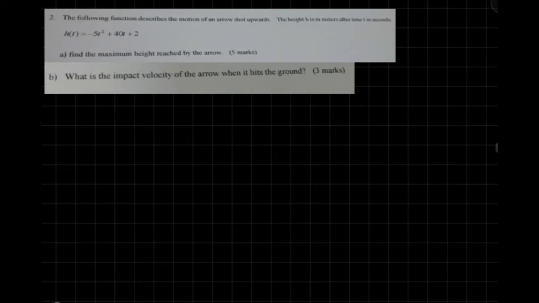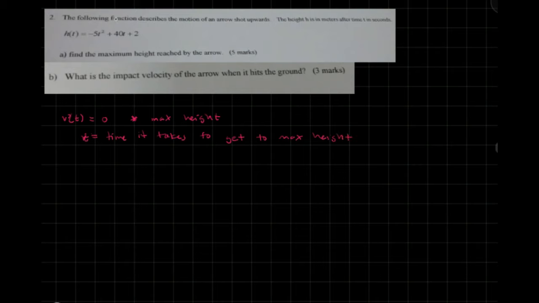Okay, so to find the maximum height of the arrow, what we want to do is find when the velocity of the arrow hits 0, because that is when we have a maximum height. If we set the velocity function to 0 and solve for time, we can find t max. So this value here would be the time it takes to get to the maximum height.